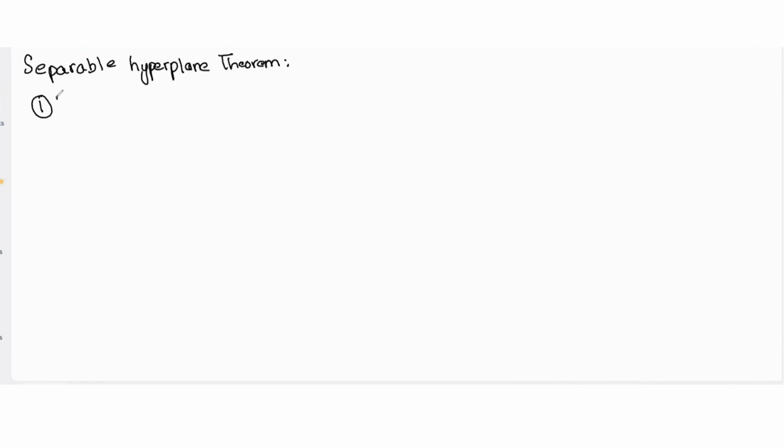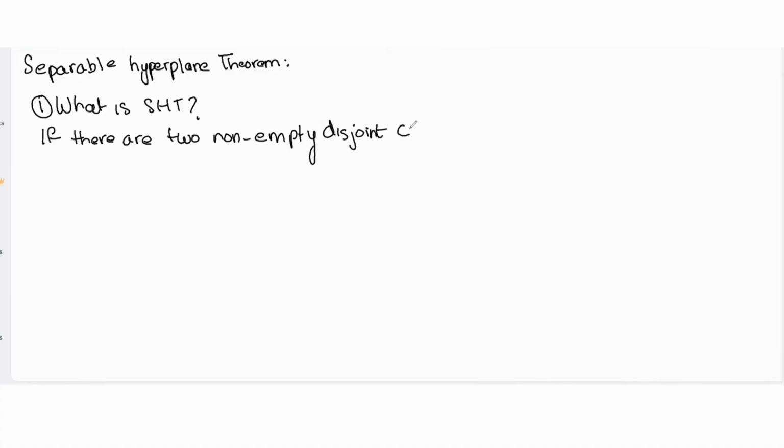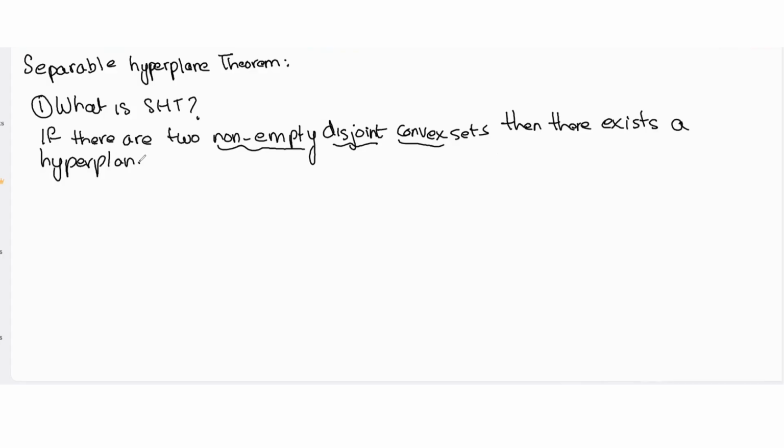And let's first look at what we mean by the separable hyperplane theorem. It says that if there are two non-empty disjoint convex sets, so we're saying we have two non-empty disjoint convex sets, then there exists a hyperplane separating them.